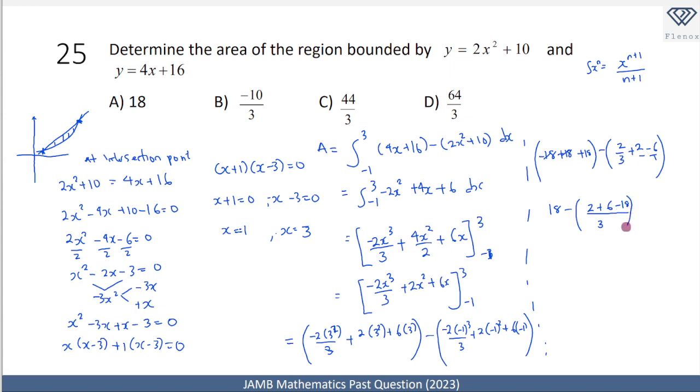So what does this become? This becomes 18 minus 6 plus 2 is 8, minus 18 becomes what? Minus 10. So 18 minus minus 10 over 3. And that becomes what? Minus times minus is plus, so plus 10 over 3. Again, what is the LCM? The LCM here is 3. 3 divided by 1 is 3 times 18 is 54. And 3 divided by 3 is 1 times 10 is 10. So 54 plus 10 becomes 64 over 3. And that makes option D the correct option.